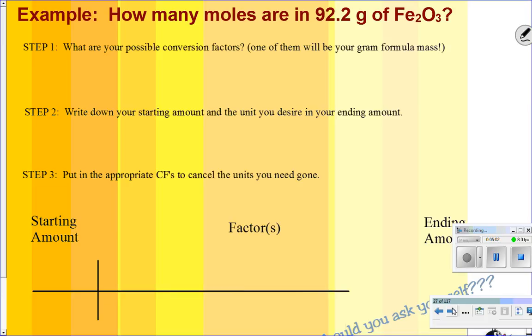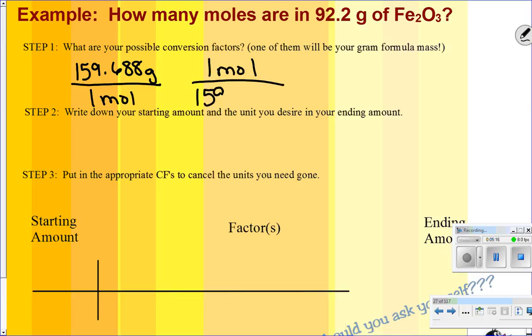Next, I'm going to look at iron oxide. My gram formula mass for iron oxide is 159.688 grams per mole, which can be written as that many grams over 1 mole, or I can have 1 mole on top and put 159.688 grams on the bottom. So I'm going to jump down to my picket fence. I've got my 92.2 grams of iron oxide, and I'll carry it through using my gram formula mass. Now I want to put this into moles.